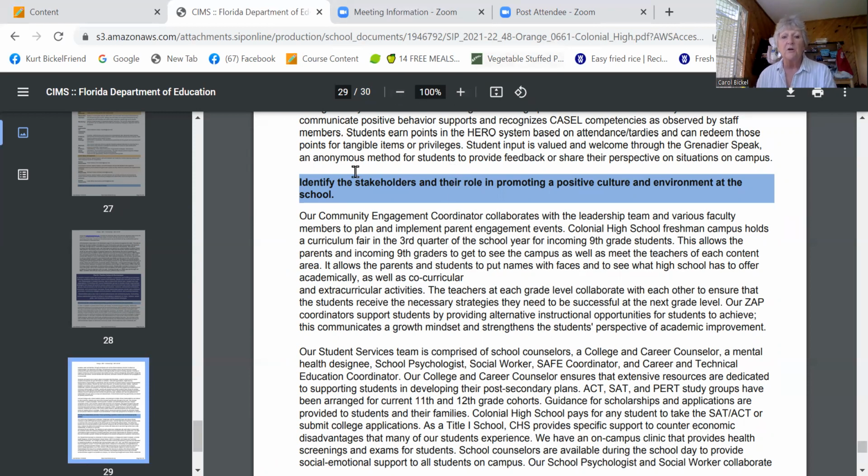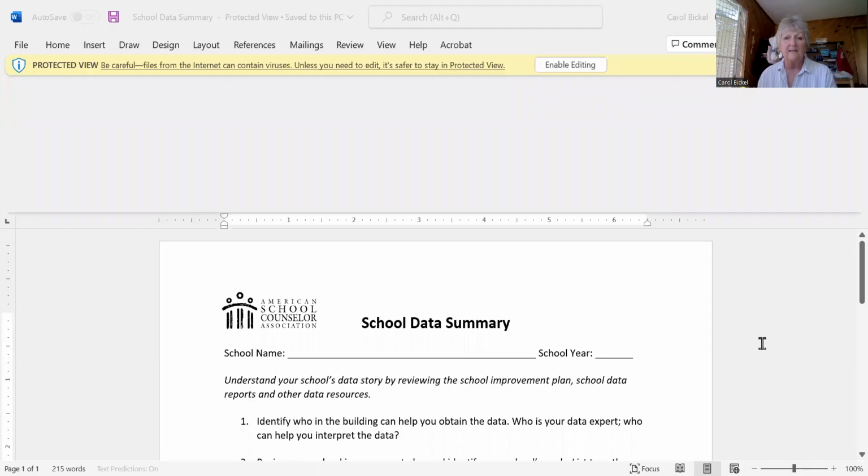Okay. So with that being said, I'm going to stop the sharing for this one, and I'm going to pull up Wednesday's assignment, and that is the school data summary.